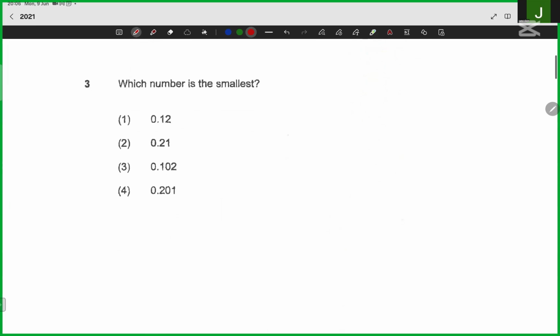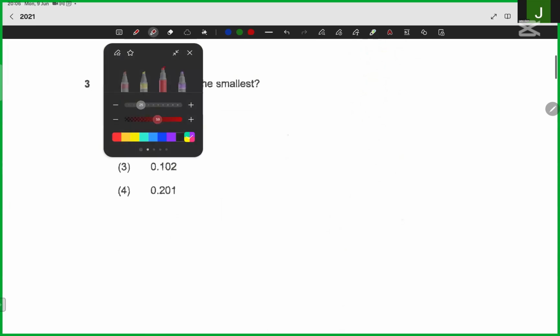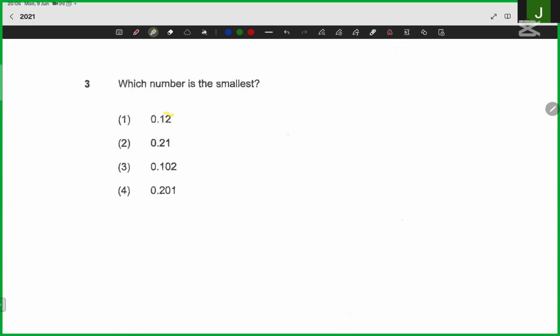Which number is the smallest? I've seen people getting this question wrong. When you compare decimals, you compare the first number, right? And you eliminate which are small, which are big. So obviously 2 is big, so we eliminate it. Then we move on to the second number, 2, 1, 2 and 0, right? So 0 is the smallest. So option number 3. Okay, easy.